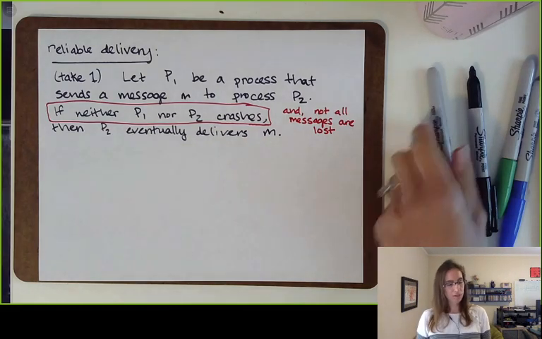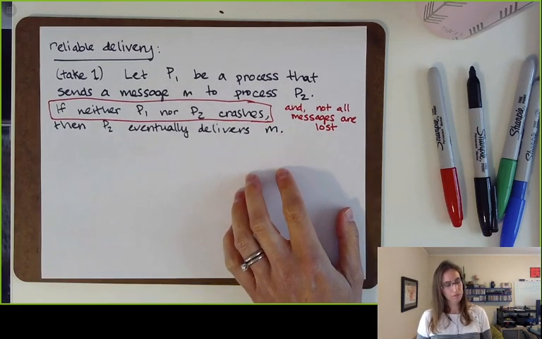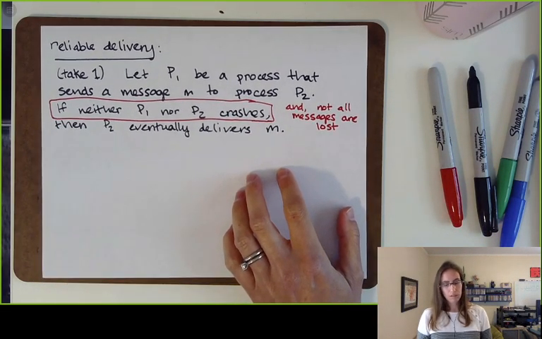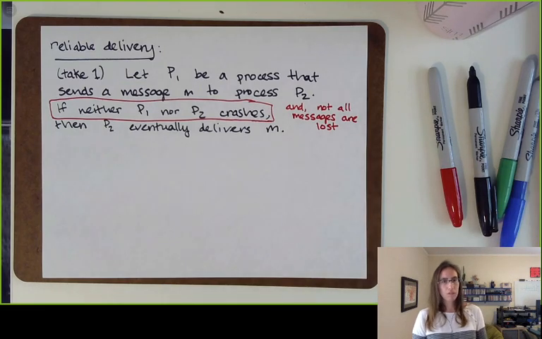Somebody's asking about this "not all messages are lost" thing here. Well, yeah. So the question is, if any aren't delivered, how is that reliable? Maybe this will become more clear later after we talk about fault models. I'm trying to think of the best way to answer your question.